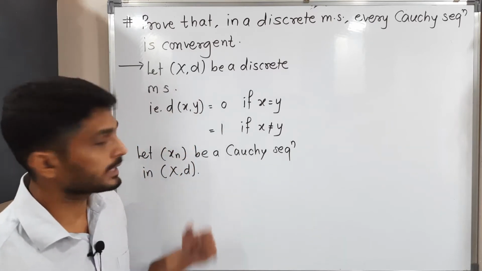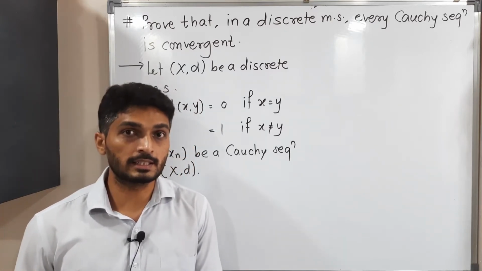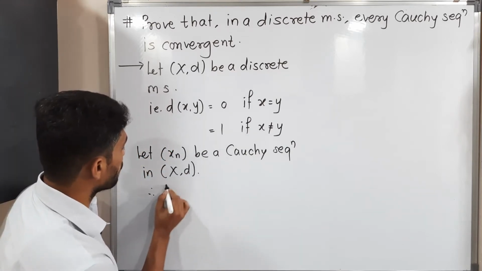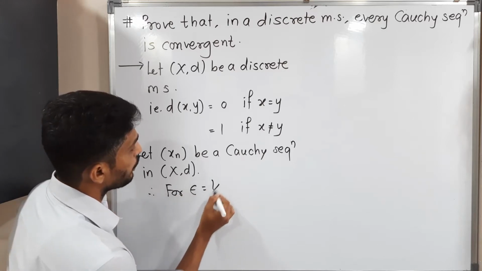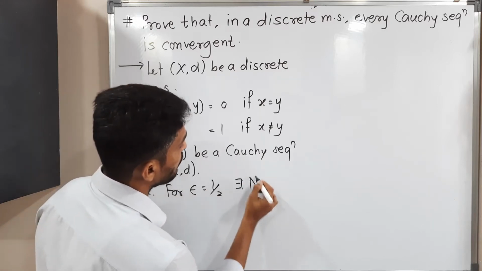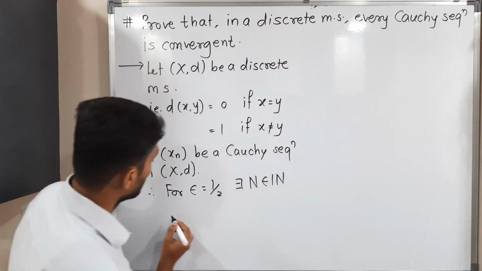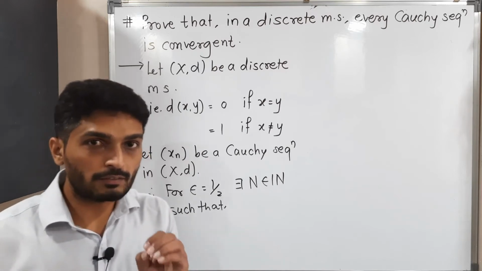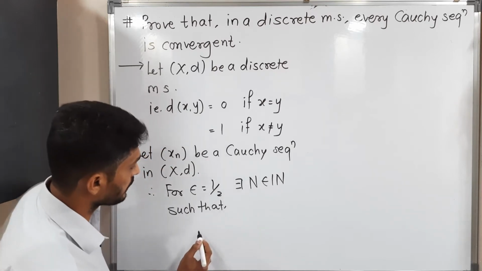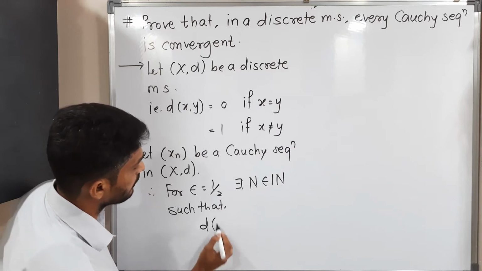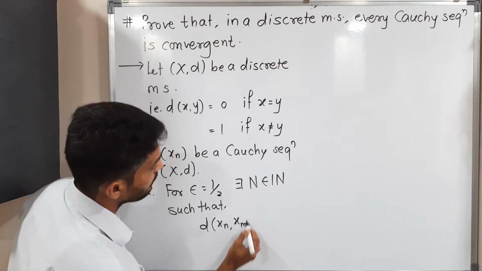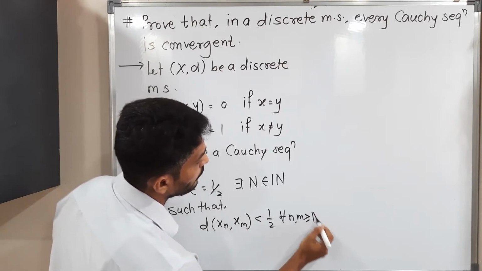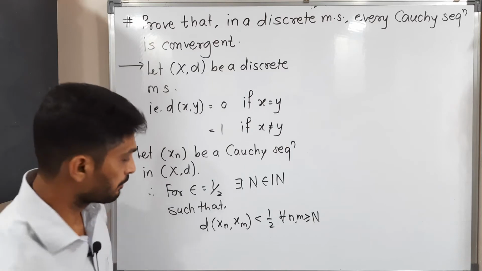Here I have assumed, let xn be a Cauchy sequence in the metric space (X, d). We have to prove that it is convergent. Since it is Cauchy, for epsilon equal to 1/2, there exists N belonging to the set of natural numbers such that, I am using the definition of a Cauchy sequence, but I have taken a fixed epsilon, which is 1/2. Therefore we can write d(xn, xm) < epsilon = 1/2 for all n, m greater than or equal to capital N.